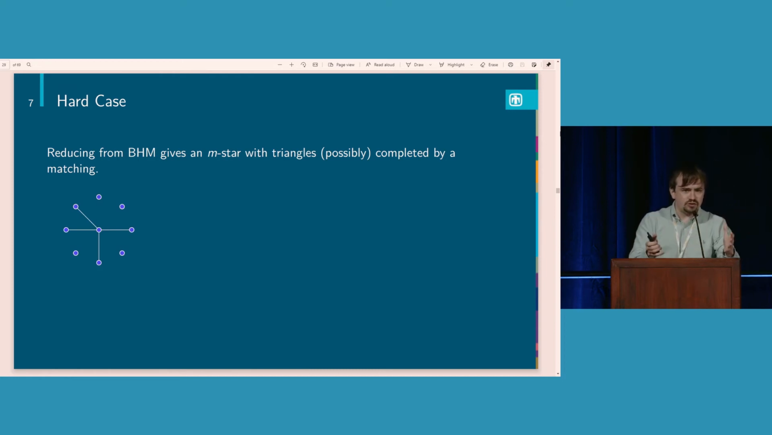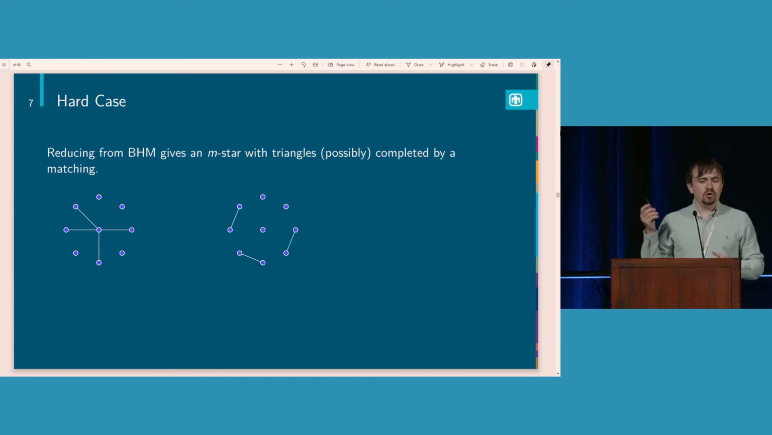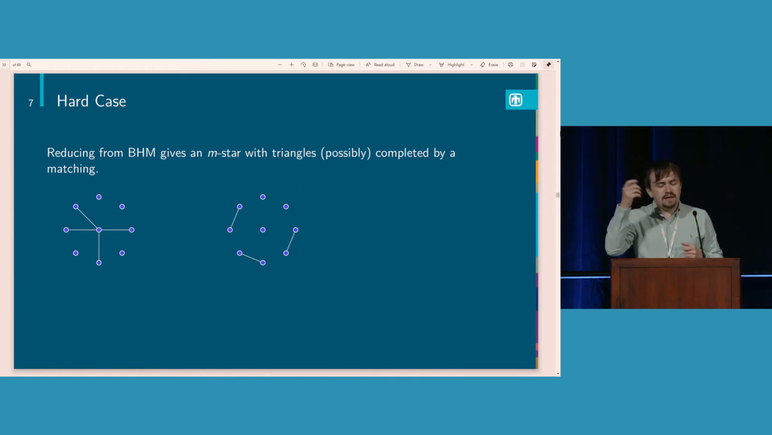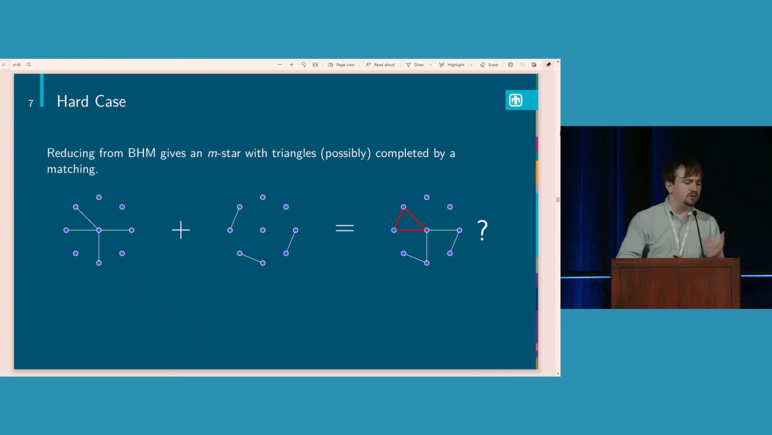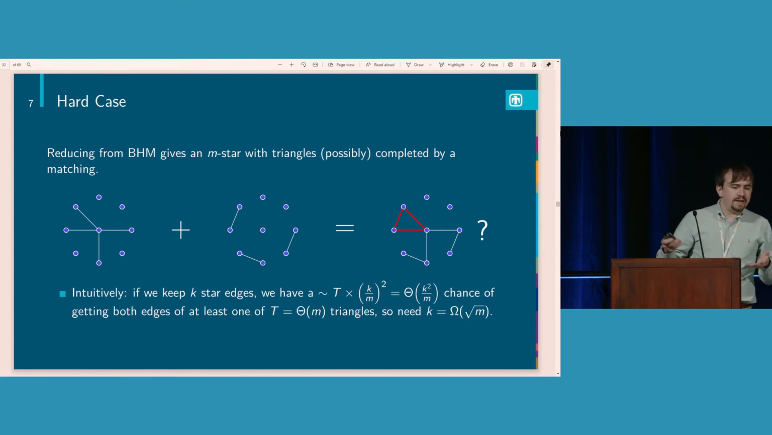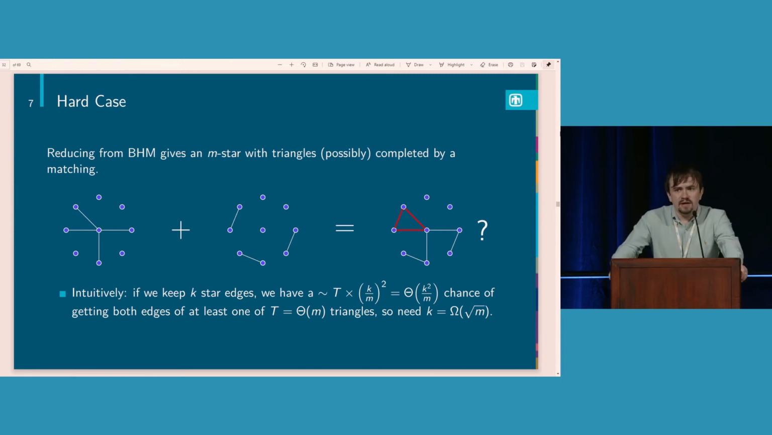Remember, you're getting your graph as a stream. So first, you're going to get an m star. And then, in the remainder of the stream, you're going to get a matching, and the edges of that matching are potentially going to complete triangles with the spoke vertices of that star. And so your goal is to figure out, do these eventually complete T triangles, or do they complete 0 triangles? And remember, we're assuming T is linear in m.